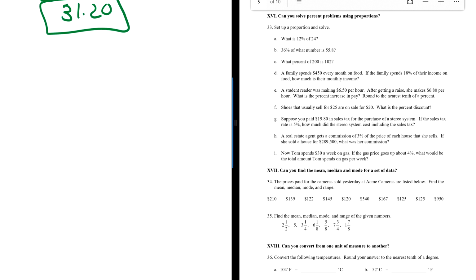Now this next part, number 34. The prices paid for the cameras sold yesterday at Acme Cameras are listed below. Find the mean, the median, the mode, and the range. All right, you know what to do with these.